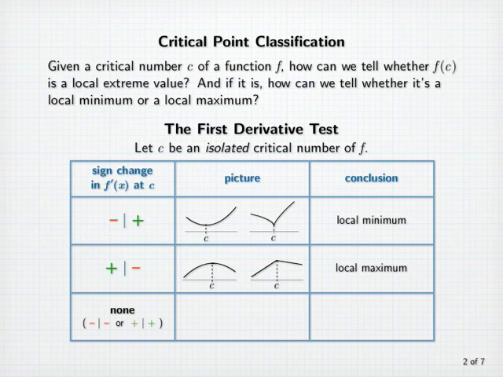Now, if f prime of x does not change sign at c, that is, if it's negative on the left and the right, or else positive on both the left and the right, then we can conclude that f of c is not a local extremum. That is, it's neither a local minimum nor a local maximum.